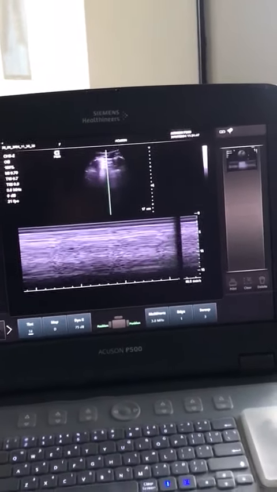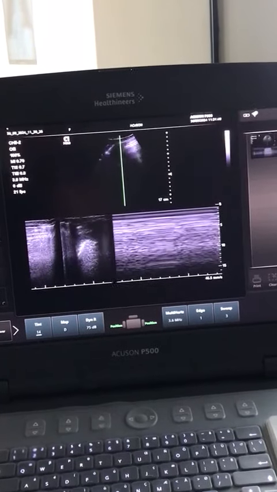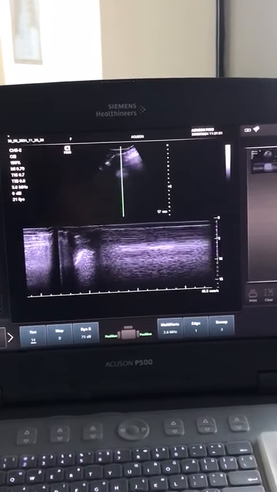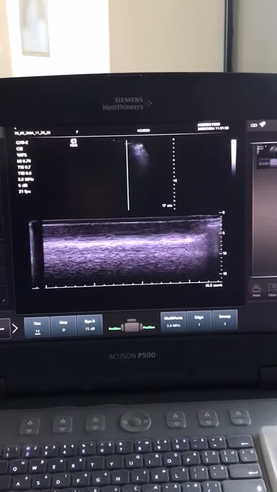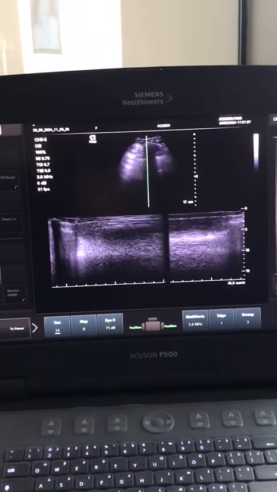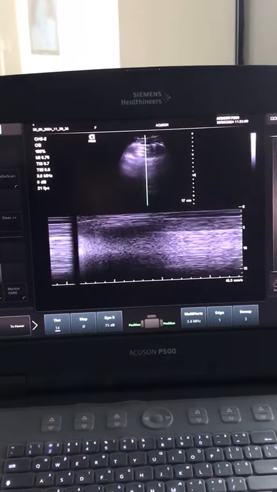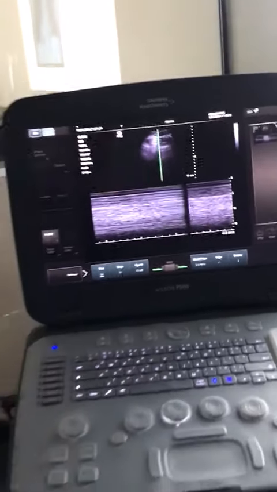Straight lines. If you compare the right side, which is normal, on M mode, and the left side, this is the barcode sign. It shows the pneumothorax.